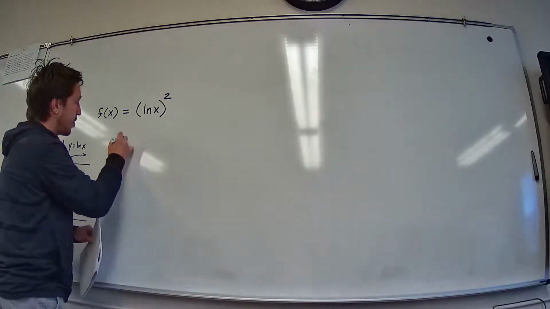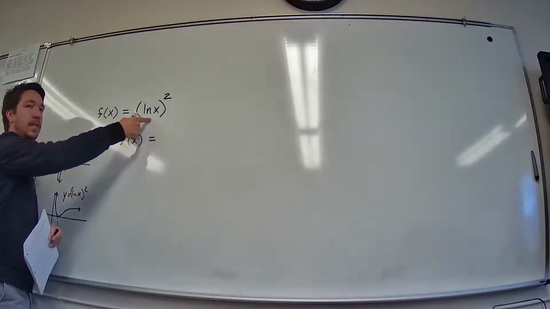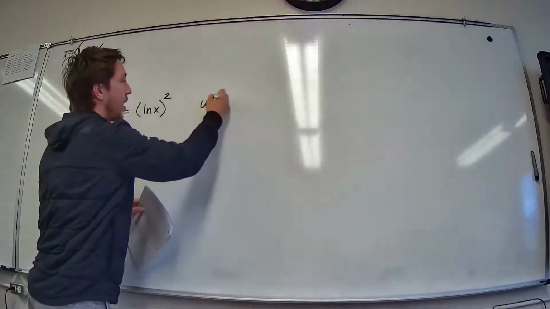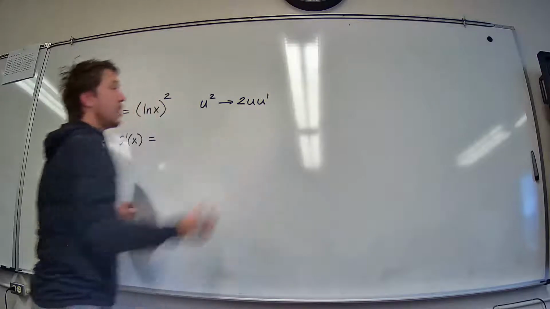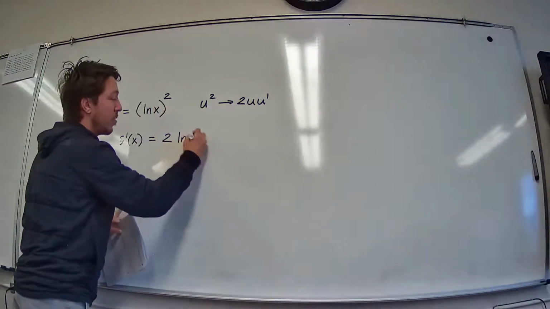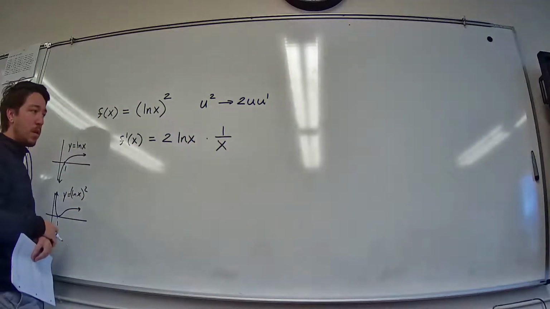So, first derivative. How do I have to think about this to take the derivative of it? I've got to think of this as being like a u squared, which I know u squared will turn into 2u. 2u times u prime. So 2u times u prime, right?